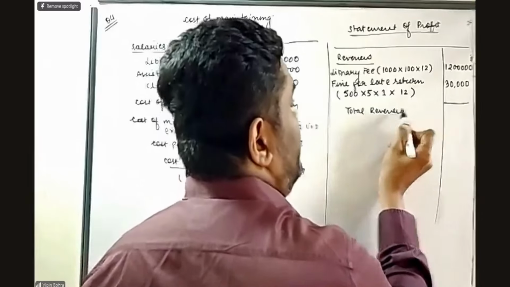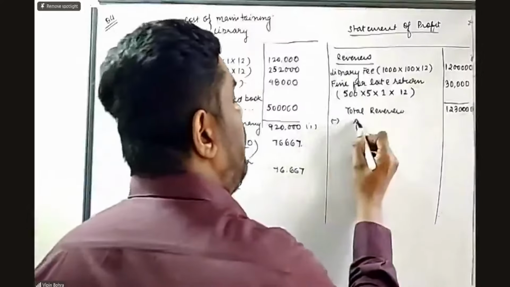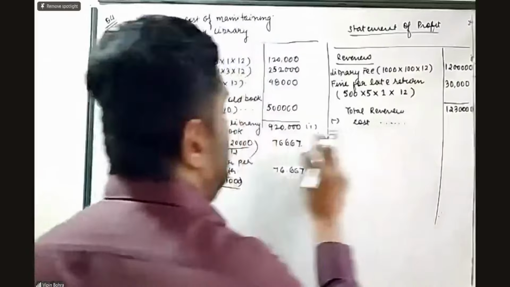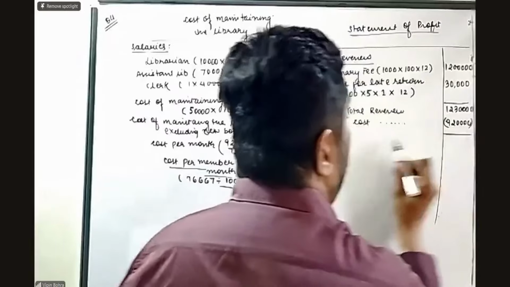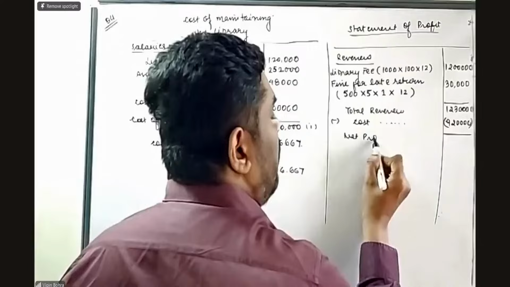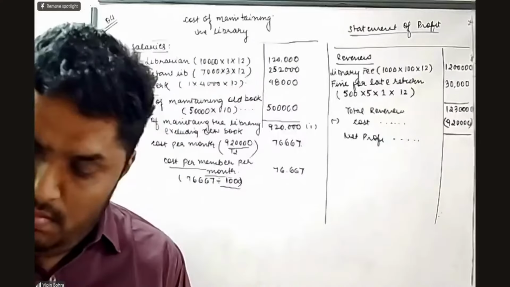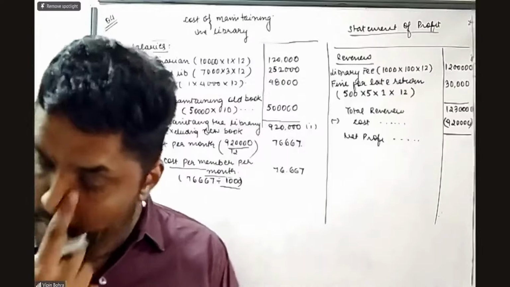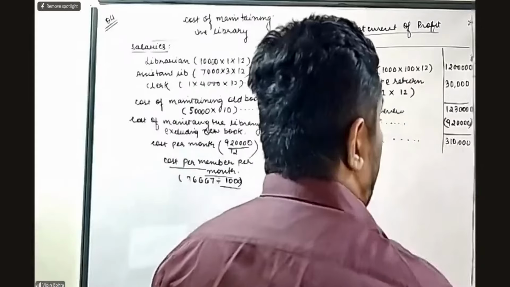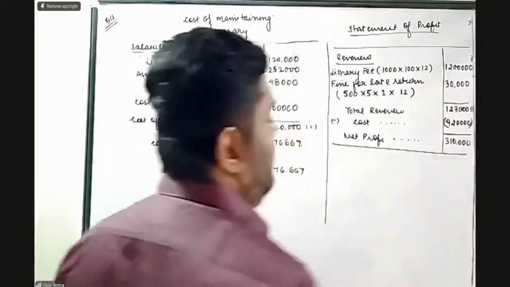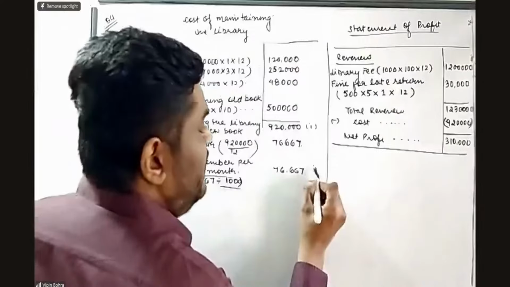So this is my total revenue, minus the cost we have calculated, which is 9,20,000. So net profit is 3,10,000. So this is the net revenue for the library. So we are done with the first part. We are done with the second part.